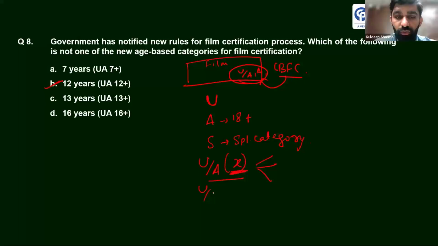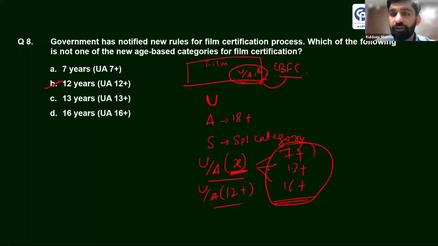So earlier, the category was UA 12 plus, but now it has been subdivided into 7 plus, 13 plus, and 16 plus. So the three new categories are UA 7 plus, 13 plus, and 16 plus, showing the age appropriateness of a particular movie.